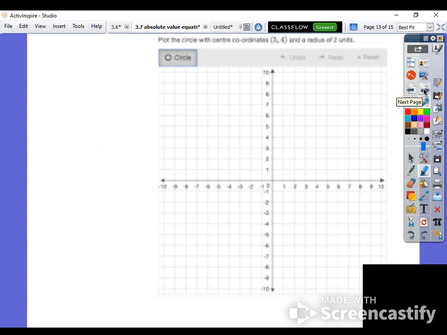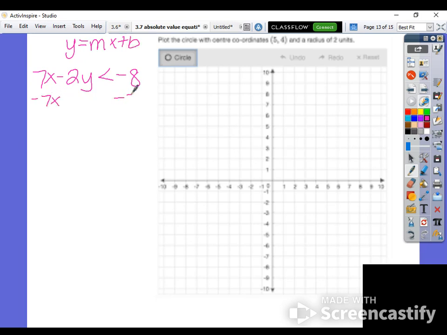Okay, next one. Now we're going to be given some that aren't in slope-intercept form. So we've got to put them in slope-intercept form. Remember, slope-intercept form is y equals mx plus b. So we solve for y. Subtract 7x. And then we divide by -2.